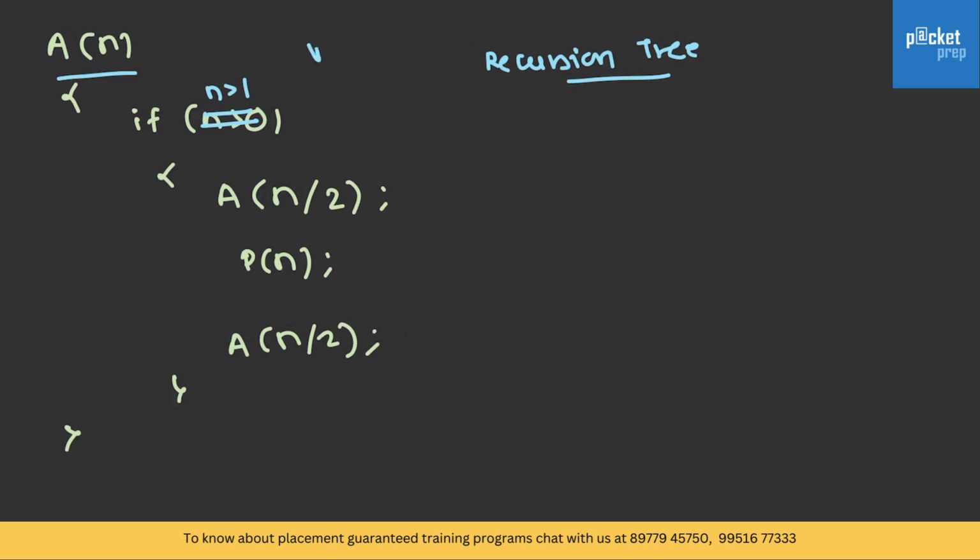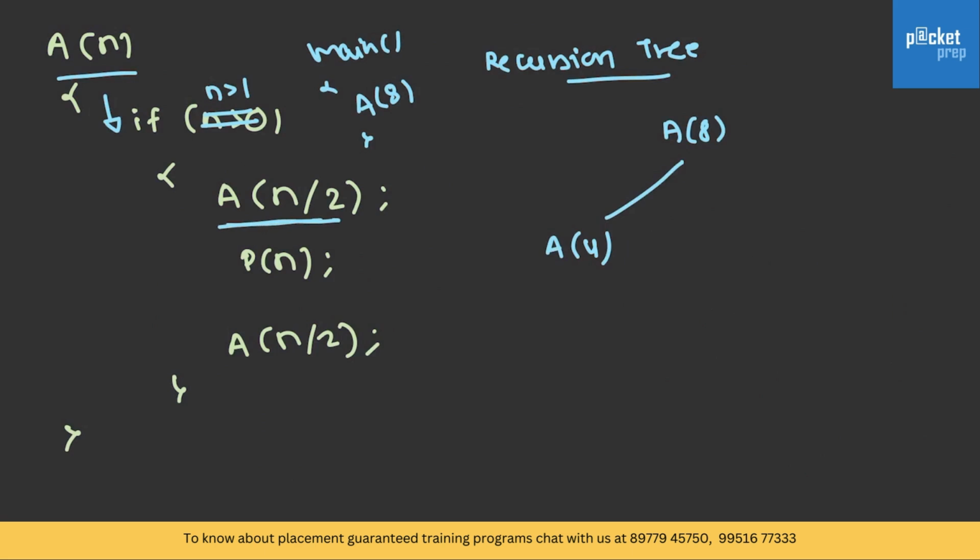Let's say from the main function, we have called a of 8. Initially, the a of 8 function call has been registered and it enters the condition. Now, a of 4 function call has been made. The control has been shifted to a of 4. Followed by that, it has to print the value of n. The n in this case is 8, so 8 will be printed.